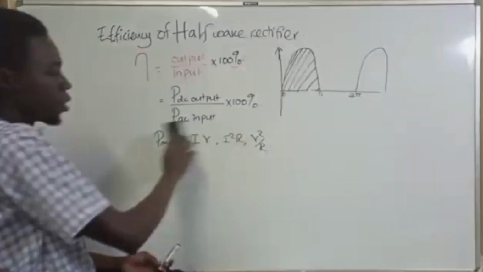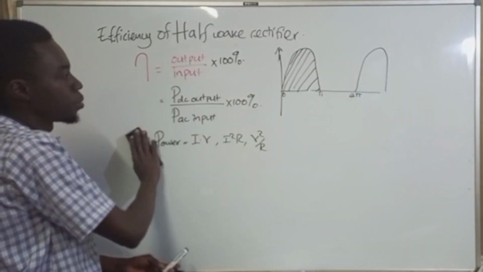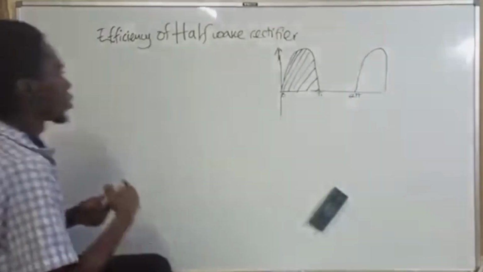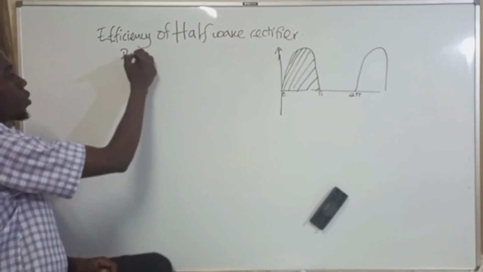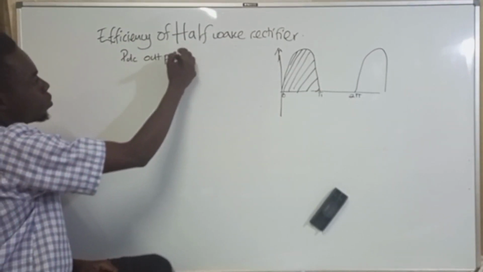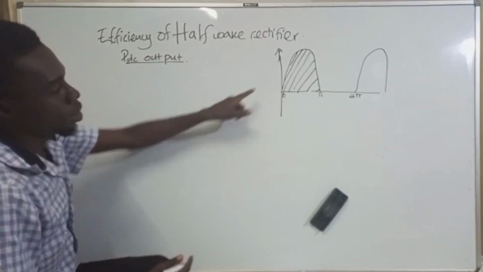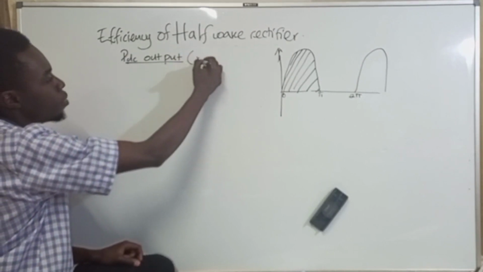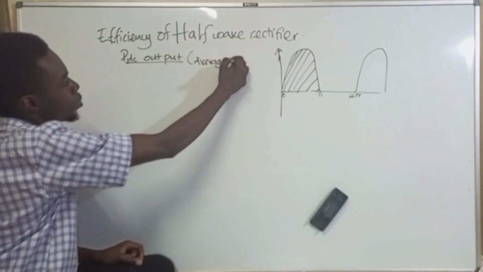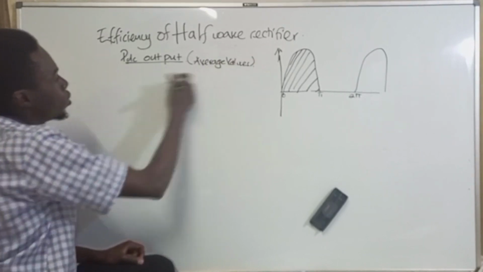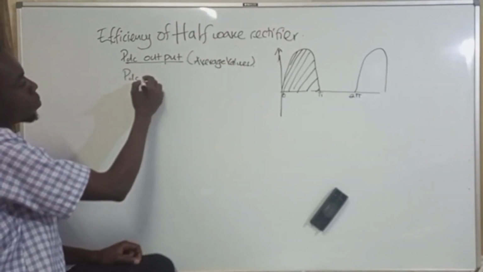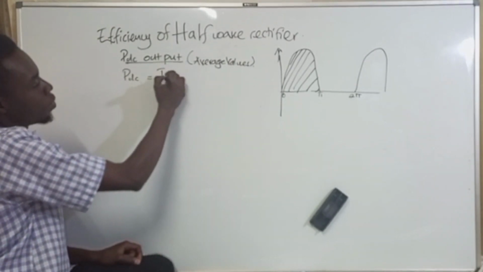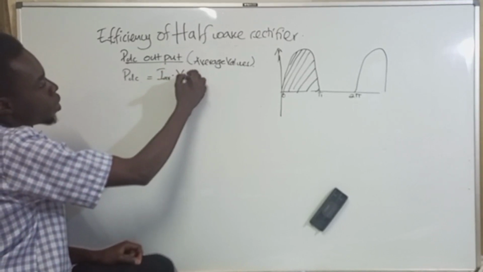Allow me to erase this so that I can write the equations that we need. So when I'm considering the PDC output, I'm going to consider the average. Remember, for DC values, we always consider the average values. So definitely PDC output is going to be equal to I average times V average.